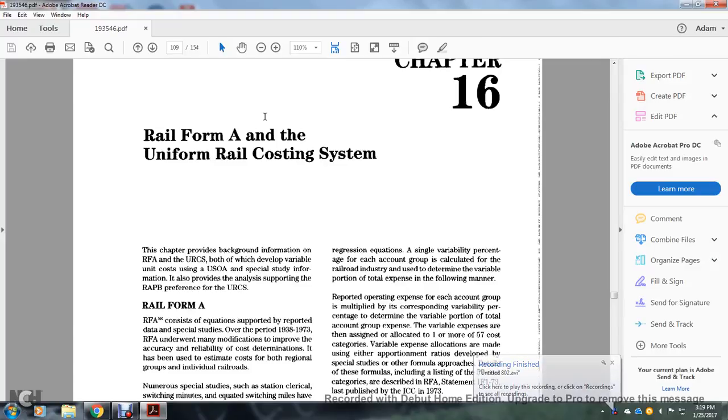Chapter 16, Rail Form A and the Uniform Rail Costing System. The chapter provides background information. Rail Form A and the Uniform Rail Costing System developed a variable unit cost for the USOA, specifically studied for the information provided by the analysis supporting the Railroad Accounting Principles Board, with a preference for the Uniform Rail Costing System.